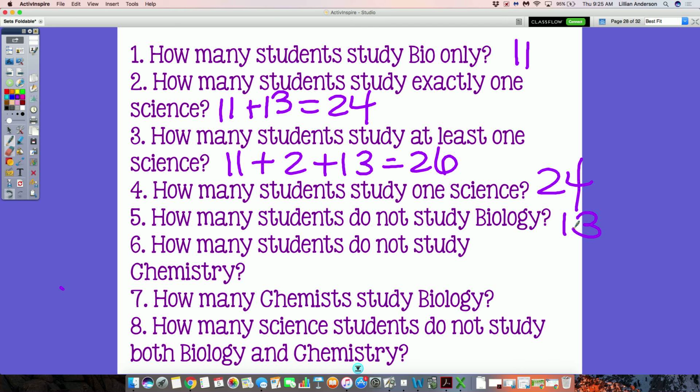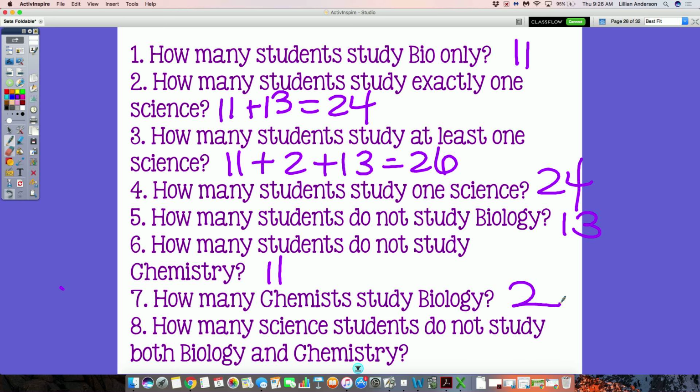How many students do not study chemistry? 11. Because the students who do not study chemistry are the students who study just biology, or biology only. How many chemistry students study biology? 2. Yes. So basically, it's asking how many chemistry students also study biology. Make sense?